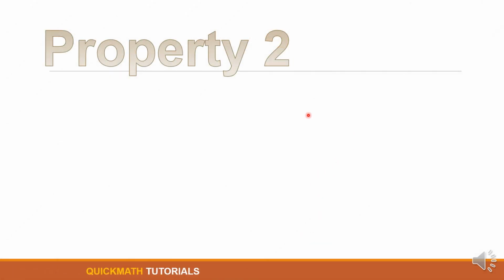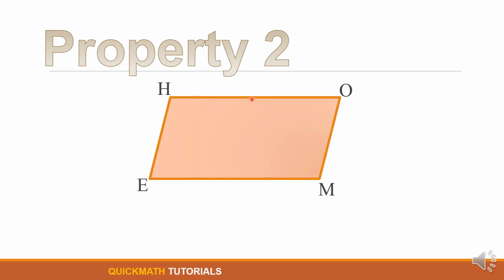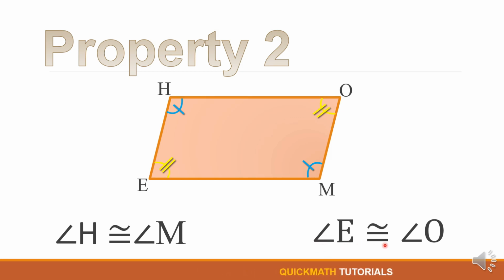So since we are done proving property number 2, in illustration we have, in a parallelogram, any two opposite angles are congruent. So we have this angle and its opposite angle is angle M. So we have angle H is congruent to angle M. Another opposite angles are angle E and angle O. Thus, angle E is congruent to angle O.